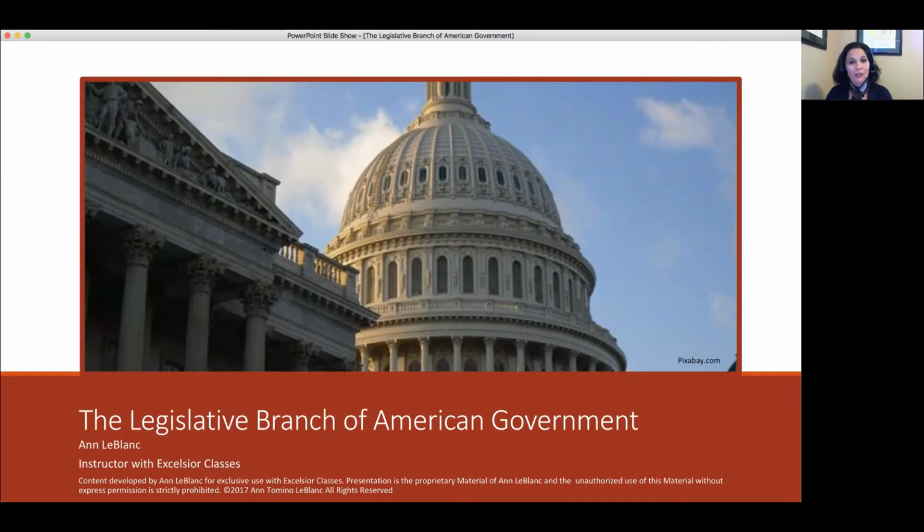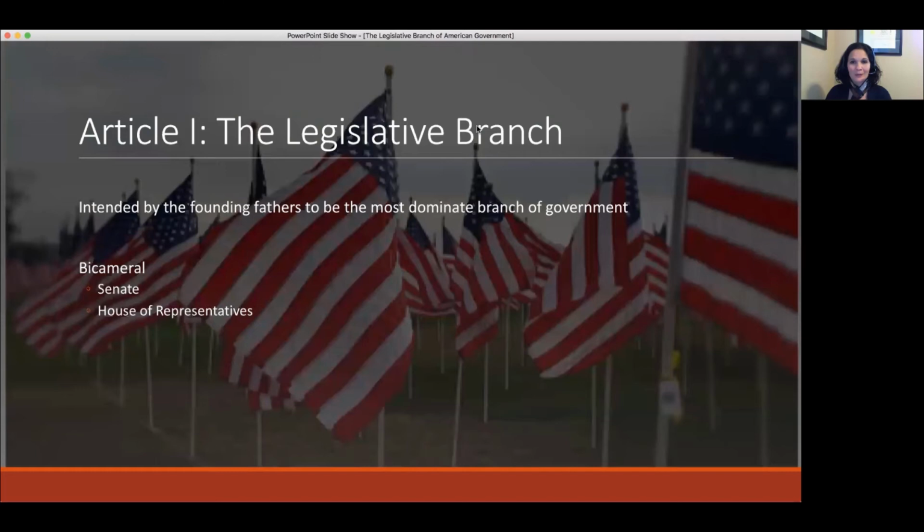Today we're going to talk about the legislative branch of government. The legislative branch was created by Article 1 of the United States Constitution. The purpose of the legislature is to make the laws. The legislative branch, Congress, was intended by the Founding Fathers to be the most dominant branch of government. Recall that the colonists had just fought a war to end tyranny, so they wanted a branch closest to the people. This was to be the legislative branch, the most dominant branch of government.